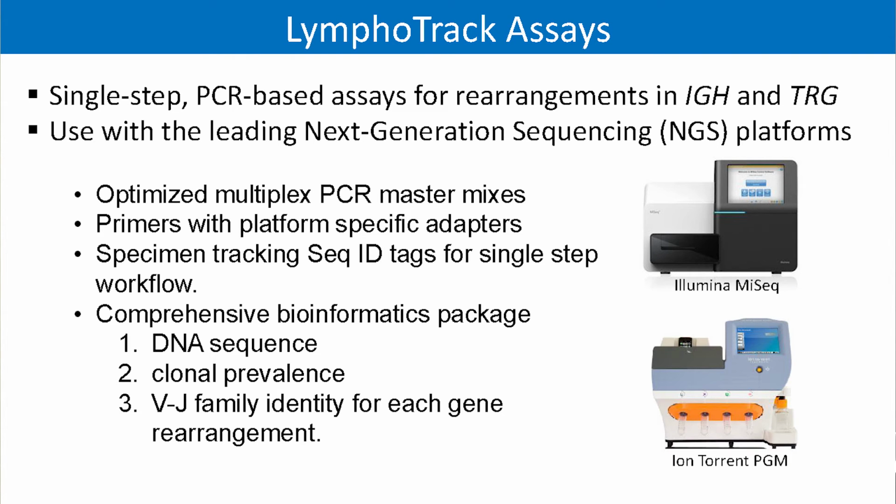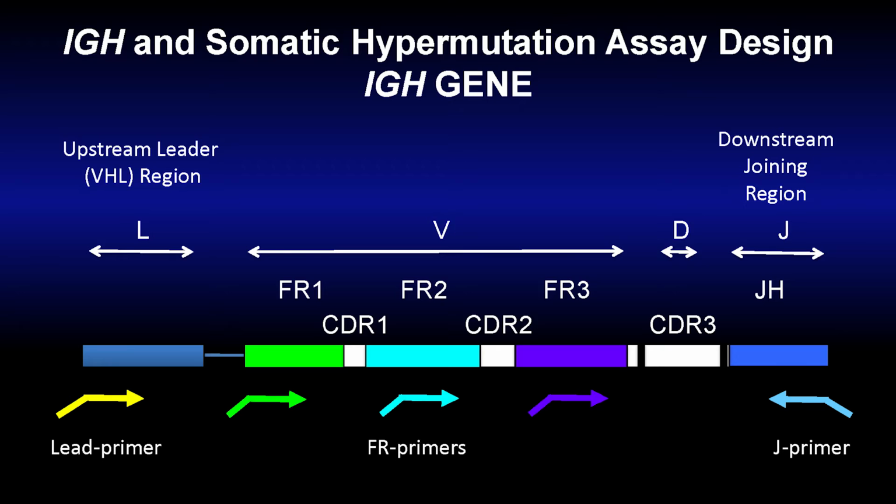As you heard already, we use the LymphoTrack assays, and the LymphoTrack assays are just a single-step PCR-based assay for rearrangement assessment in IGH and T-cell receptor. These assays are optimized multiplex PCR master mixes, and it also comes with a comprehensive bioinformatics package that you can use that will give you the DNA sequence, the clonal prevalence, and also the VJ family identity for each of the rearrangements.